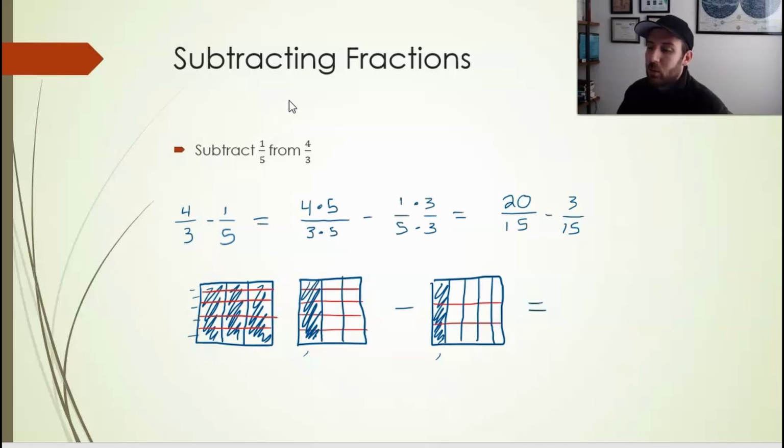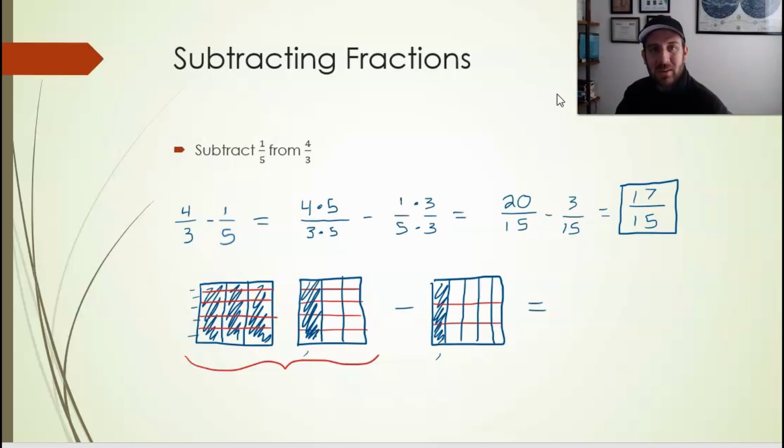Well, once we do that, we can go back to our picture and just simply look at that as saying, I need to take 3 away from the total that I have over here. If I had 20 and I'm taking 3 away, then that leaves me with 17 of those size 15ths brownies. And that would be our answer. 1/5 subtracted away from 4/3 is going to be 17 different brownies that are each 1/15th large.